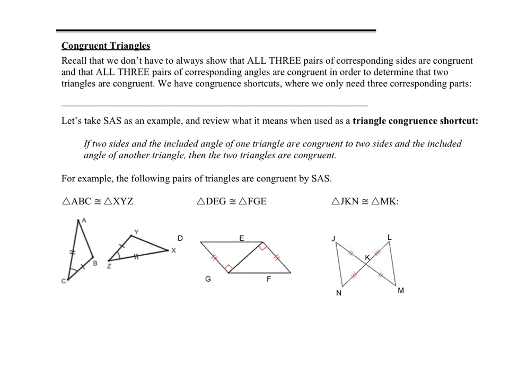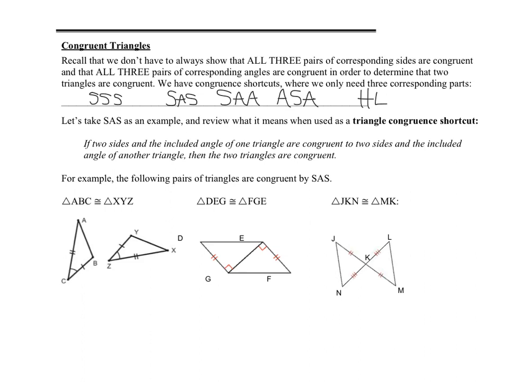Let's see. We had side, side, side. We had side, angle, side. We have side, angle, angle, or angle, angle, side. We had angle, side, angle. And then we had HL. So those were all of the congruent shortcuts that work.